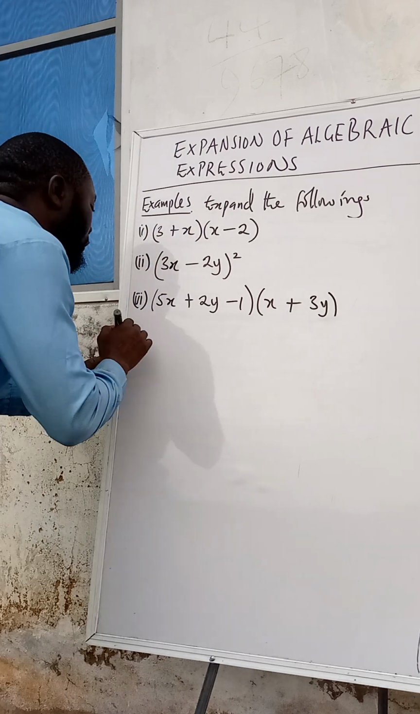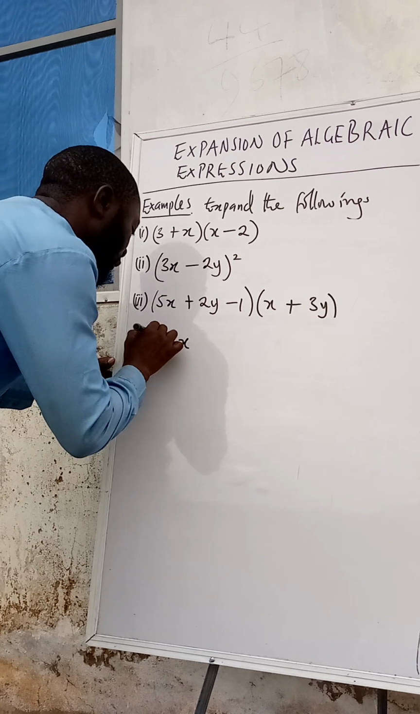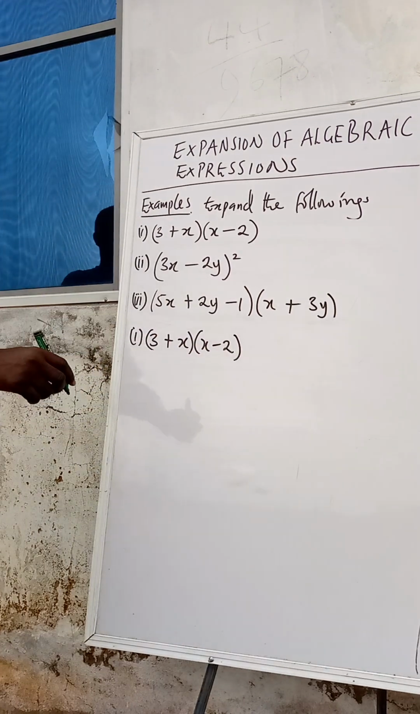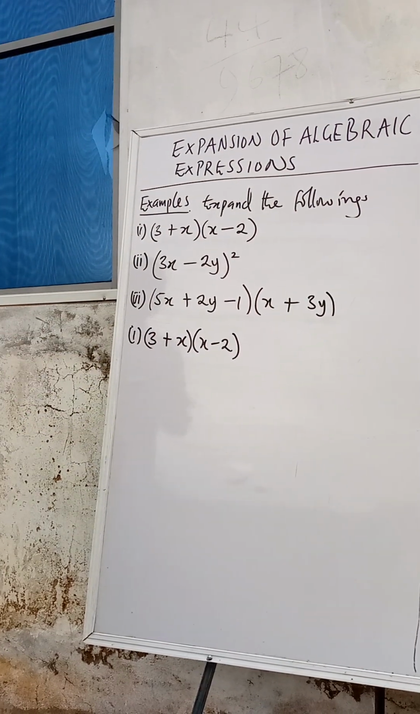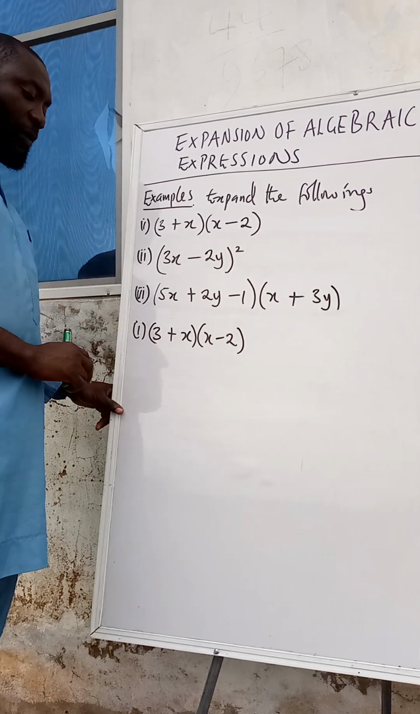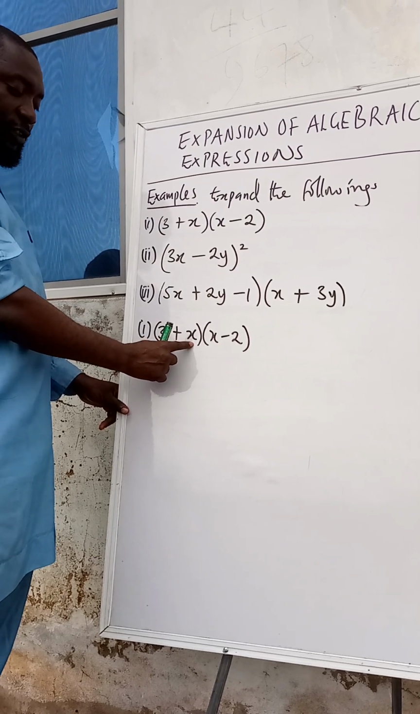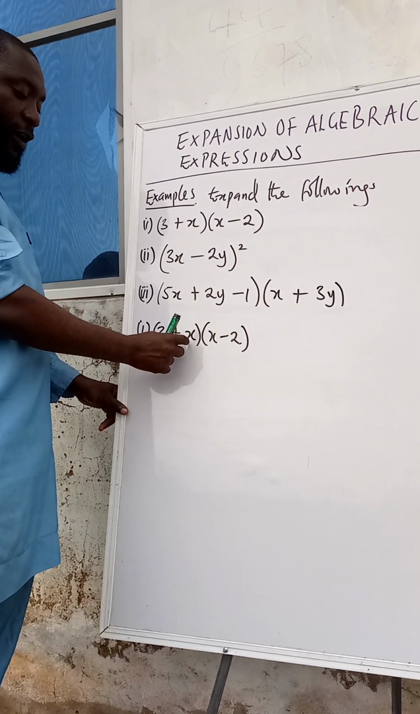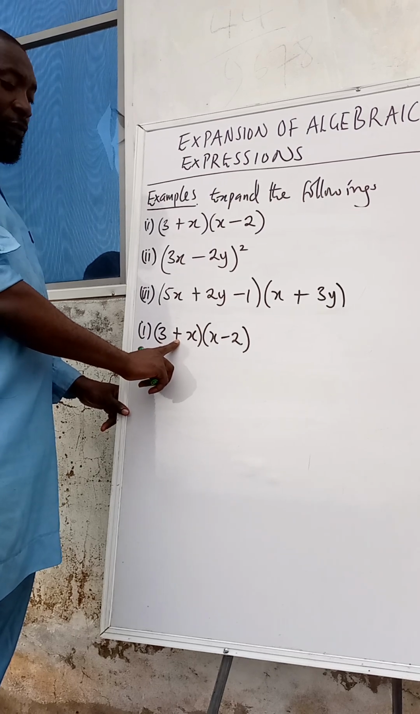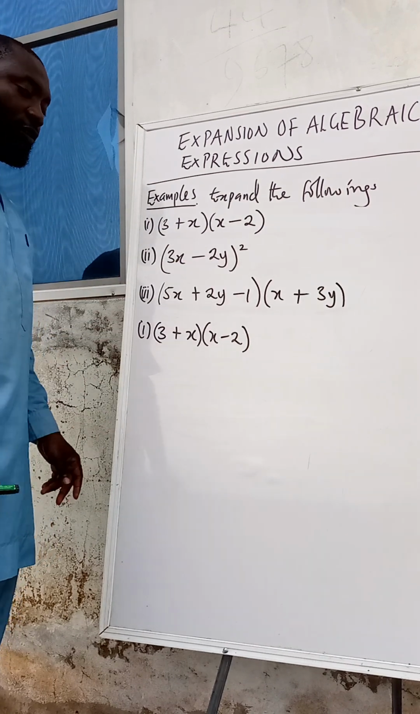So the first one, we have 3 plus x, times x minus 2. We want to expand this. Unlike the other one we did, here if you want to expand this, we have two terms. We have two things linked together in the bracket. You have a number and a letter, or whenever you have more than one, linked with an operation, either plus or minus.